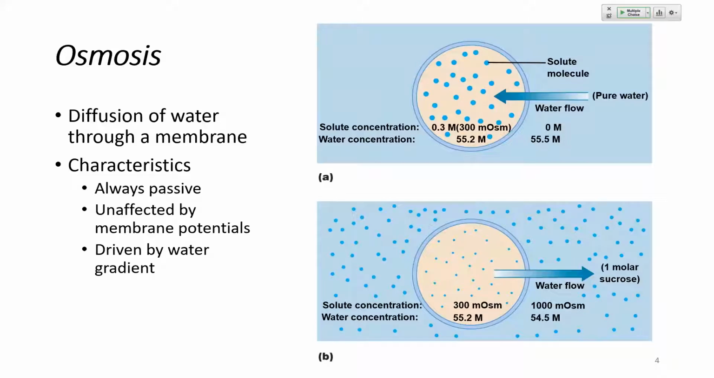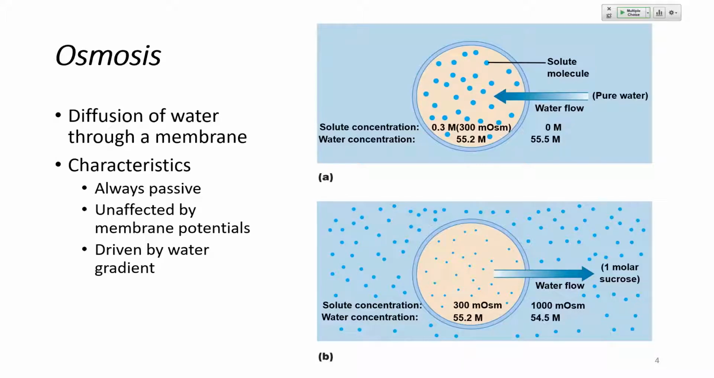Let's start by defining osmosis. What is osmosis? It's basically the movement of water through a permeable membrane. Now water, just like solutes, we talked about our concentration gradient of solutes. Water is the very same way. It will move according to its concentration gradient. So water will move from an area of high water concentration to an area of low water concentration.